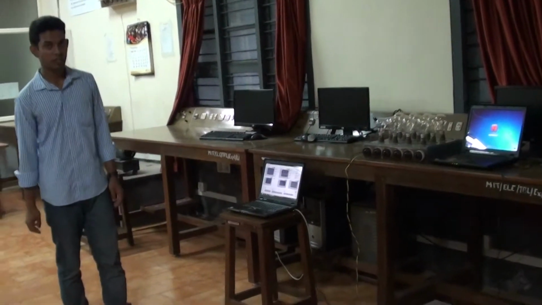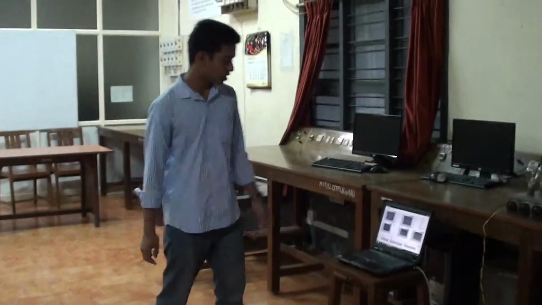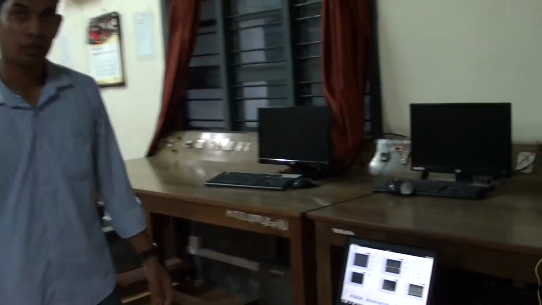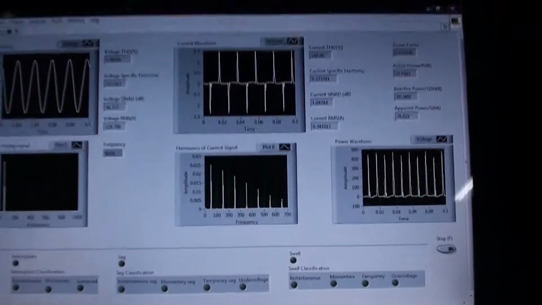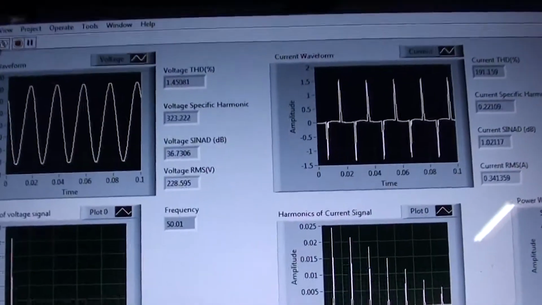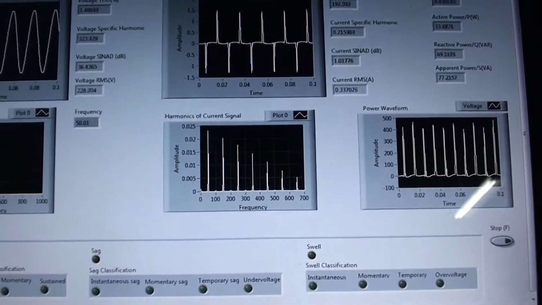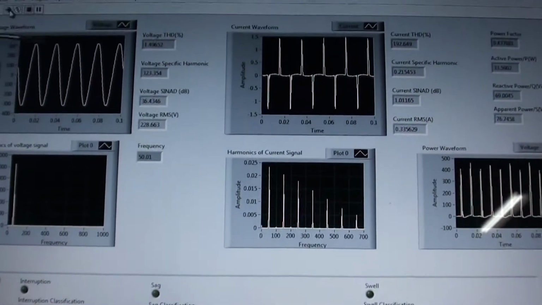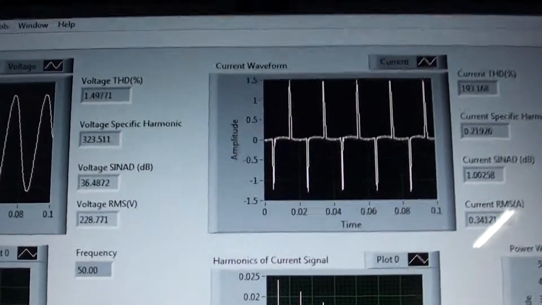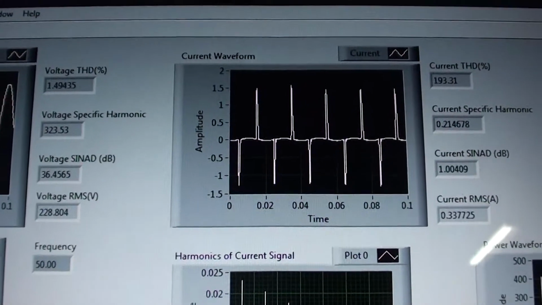Let's continue with the result analysis. What you can see in front of us is the front panel of the virtual power analyzer developed. To the left we have the voltage waveform, to the right we have the current waveform, and we have THD percent, specific harmonic, signal and noise distortion in decibels, and RMS values of both voltage and current.